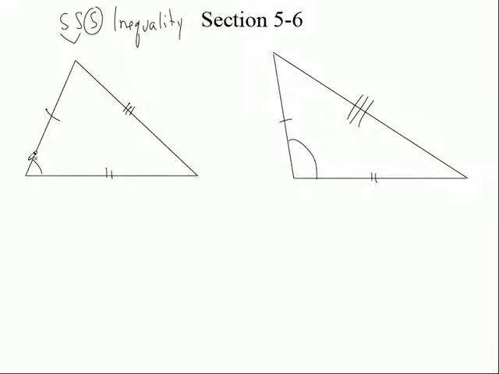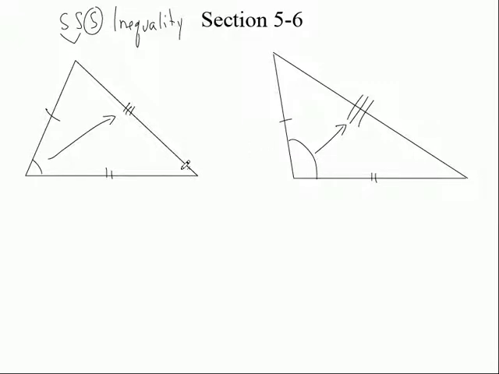It's smaller, that's right. And it's smaller because it's opposite which one? The smaller side, that's right. So look at the angle opposite the smaller side, that has to be smaller than the angle opposite what? The bigger side, okay?